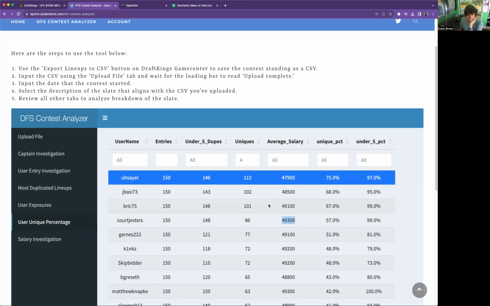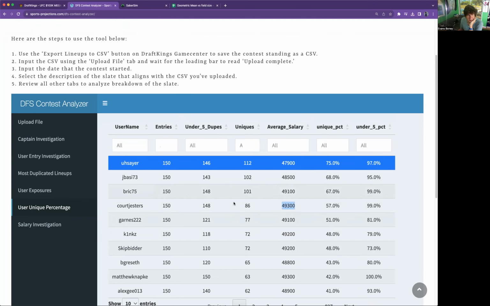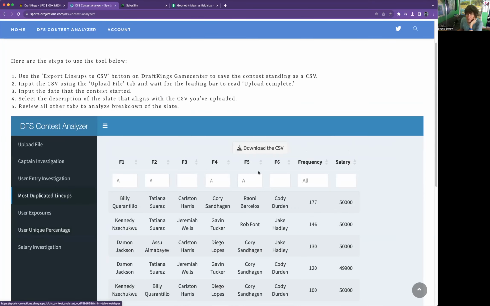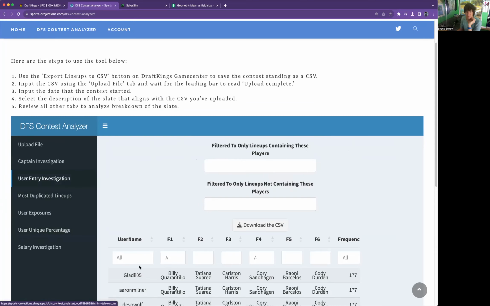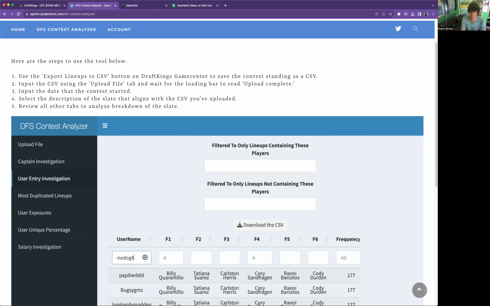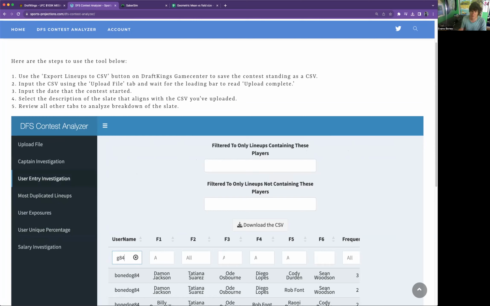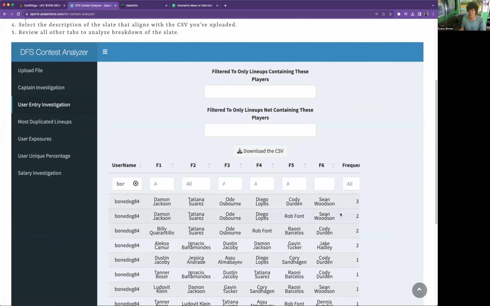All right, do I have any more points about this? You can see most duplicated lineups. This isn't about the people, it's just about whether your check worked. For me, I don't think I entered this one. Let's see, did I? Maybe I did. But yeah, my checks worked. My geometric mean limiting worked.